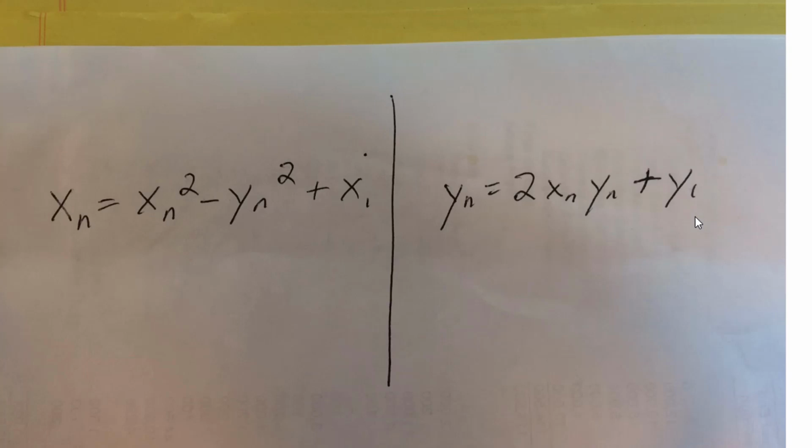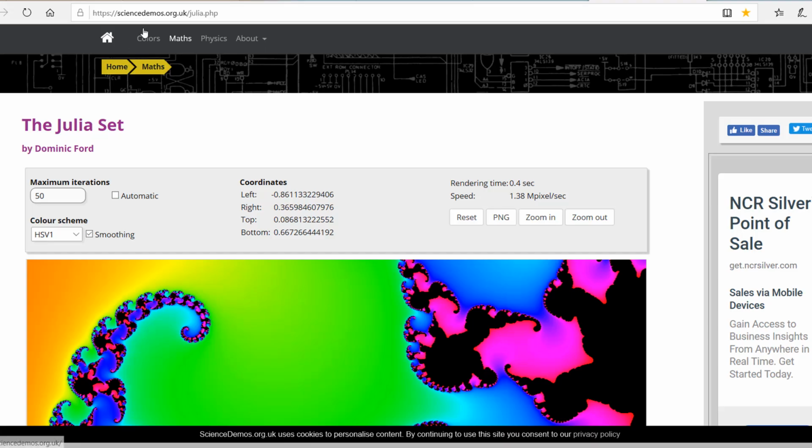But with the Julia set, you input a constant. So the x is just one particular number, and the y is one particular number, and it stays that way through the entire process. And so that's the only thing that I had to change to make the Mandelbrot set into a Julia set. This is the same website I used before for the Mandelbrot set.